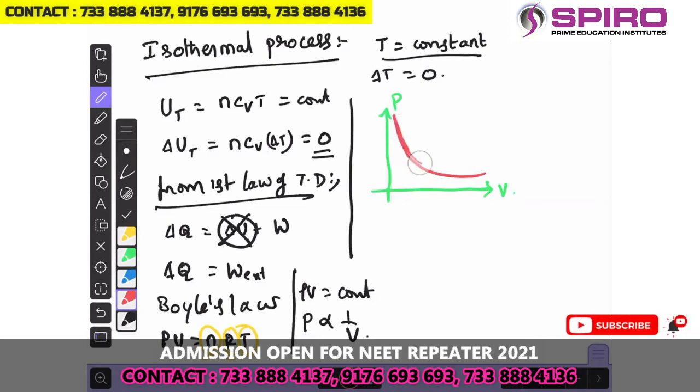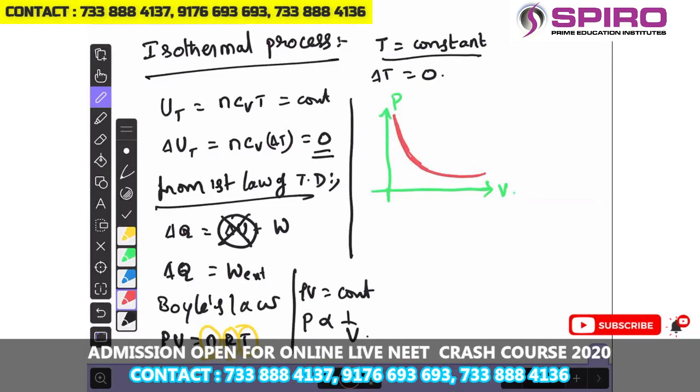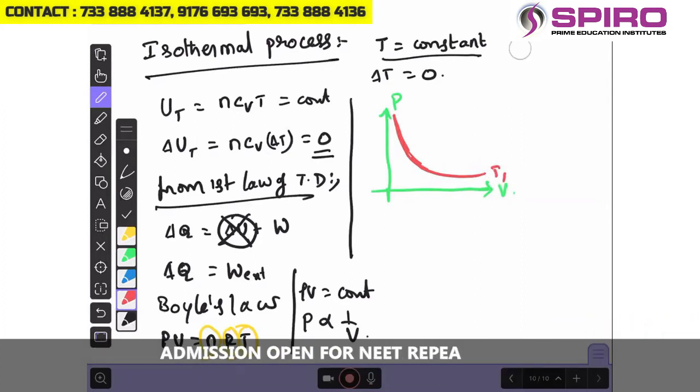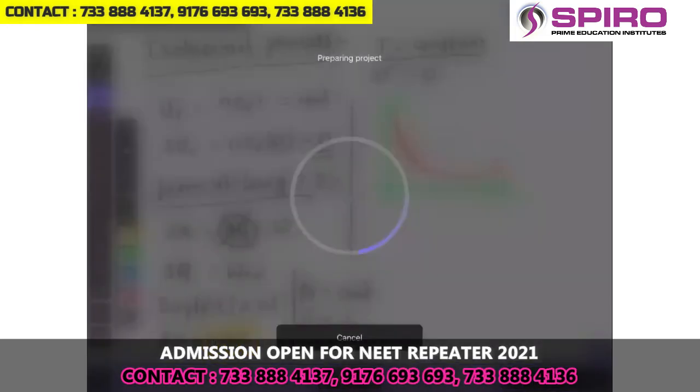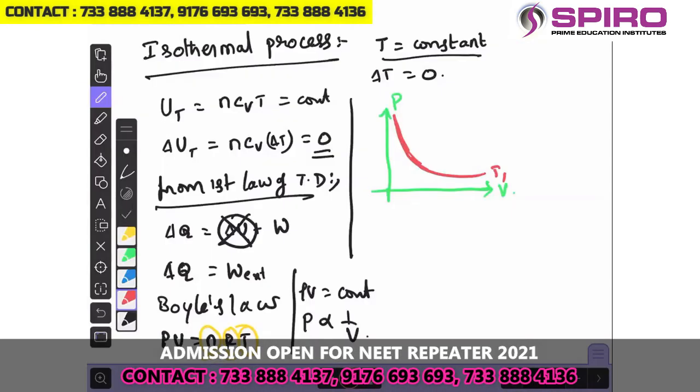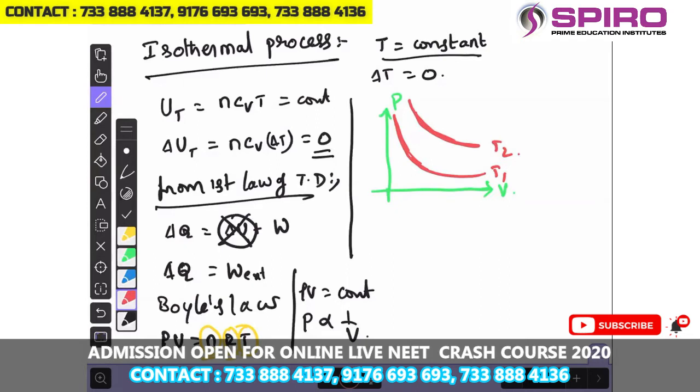Okay, this is called the PV graph. If temperature is increased from the process at T1, then this graph is going to be obtained somewhere here. This is another isotherm, at temperature T2. If two isotherms are given like that, which of T1 or T2 is greater? It is determined by distance from the origin.